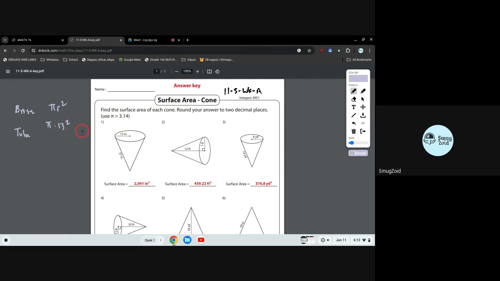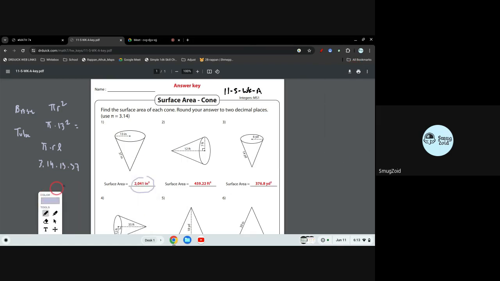And this is going to be added to pi times the radius times the length of the cone. So in this case, it'd be 3.14 times 13 times 37. This is the answer if these two things are added together. I'm not going to do the calculation. You can do that yourself, but I'm showing you how to set them up. I think people are getting messed up with setup.